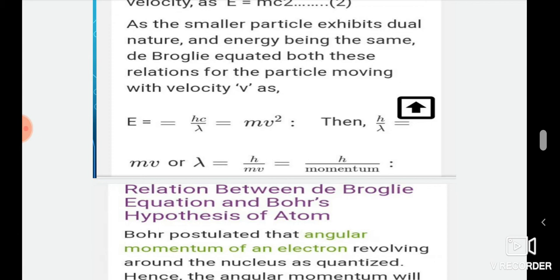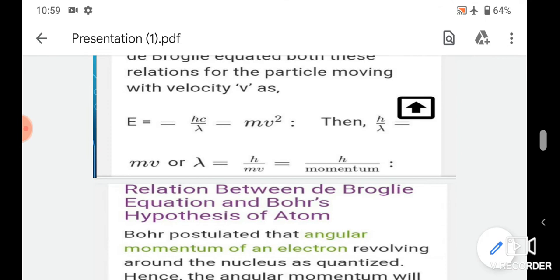Here mv is the momentum of the particle. So this is known as the de Broglie equation, that is lambda equals h upon mv, that is lambda equals h upon momentum, or h upon p.